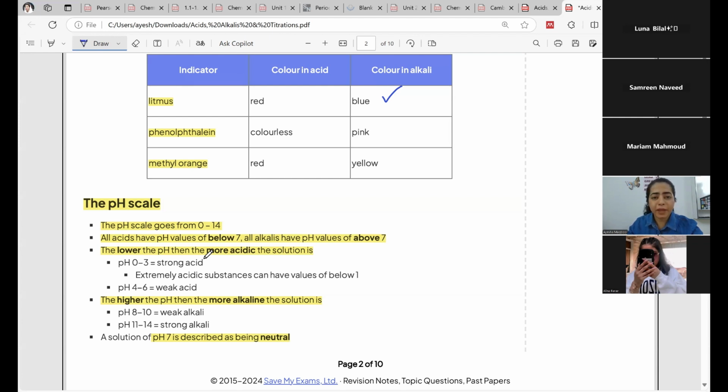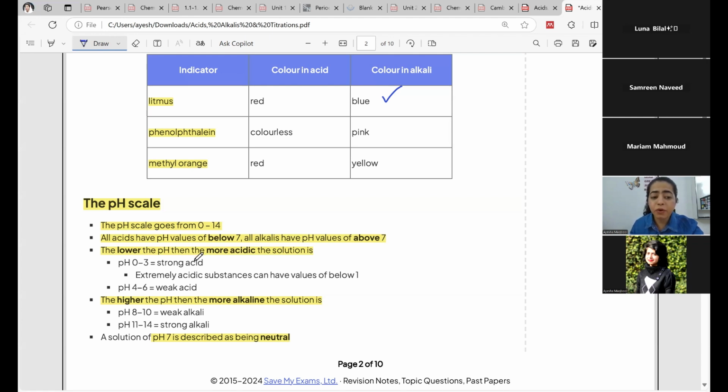Yes, Maria Mahmood, anything you want to add here? Miss, I was going to say the same, but acids have a bitter taste, and alkalis have a sour taste. Okay, that's it. Right. Okay, I will add one thing here. All the points you guys said are fine.